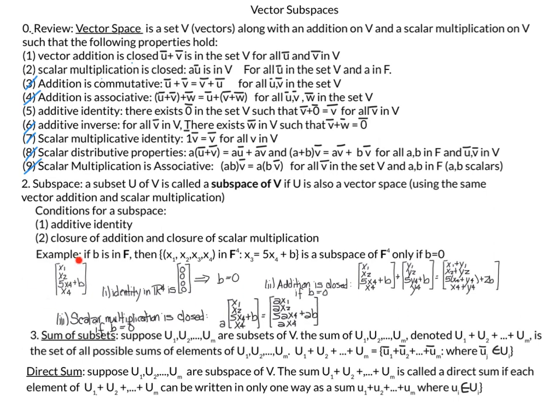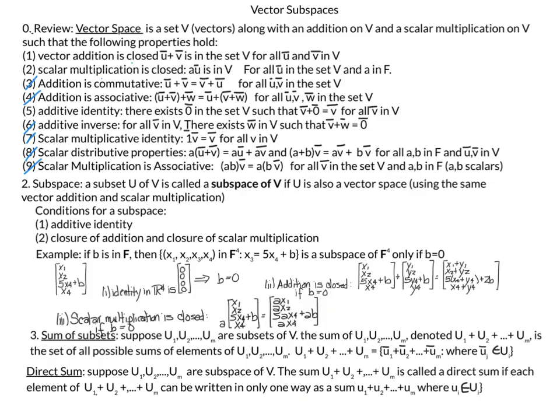We did several examples, so I'm not going to do an example here in this overview, but at the very end, we did the sum of subsets. So if we had subsets U1, U2 up to UM of V, then the sum of U1, U2 up to UM, which we denote with the plus sign, U1 plus U2 plus up to UM, is the set of all possible sums of the elements. That is, the sum of subsets consists of the vectors u1, u2 up to um, where the u sub i vector comes from the U sub i subset.